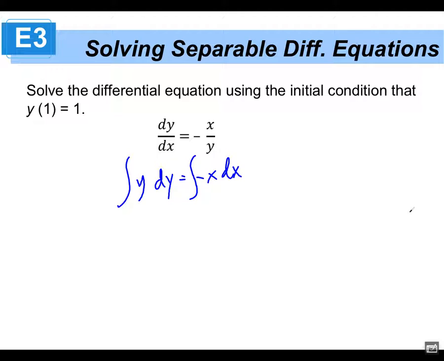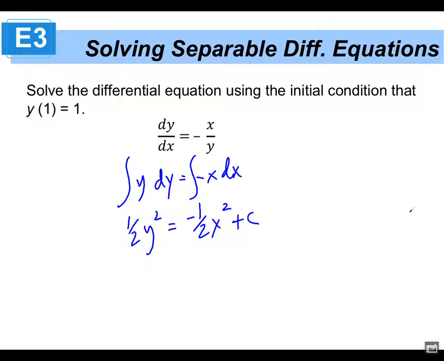What's the antiderivative of y? Dominica, help me out. What's the antiderivative of y? Fine, no problem. How about negative x? Negative 1/2 x squared. Beautiful. Plus... Good. And we agree to stick the plus c on the x side. Okay.